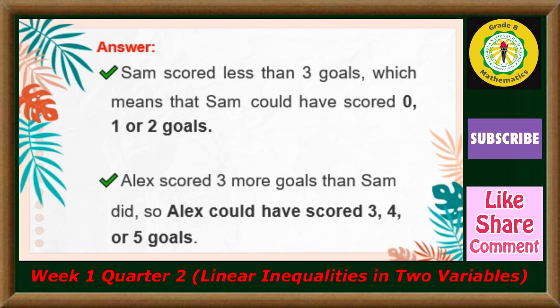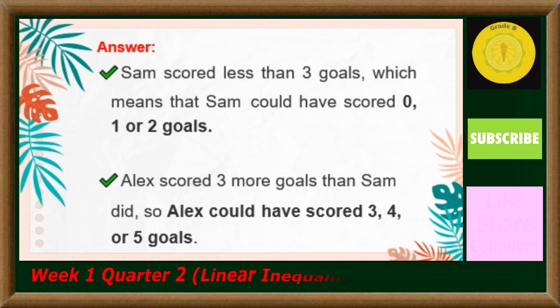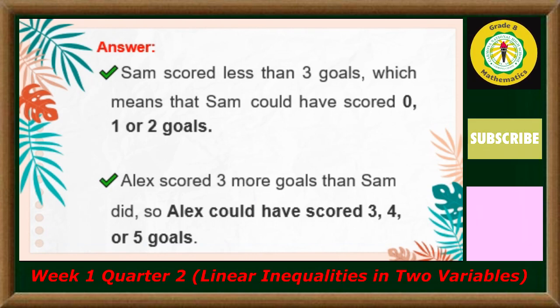For our answer, Sam scored less than 3 goals, which means that Sam could have scored 0, 1, or 2 goals. And Alex scored 3 more goals than Sam did. So Alex could have scored 3, 4, or 5 goals.